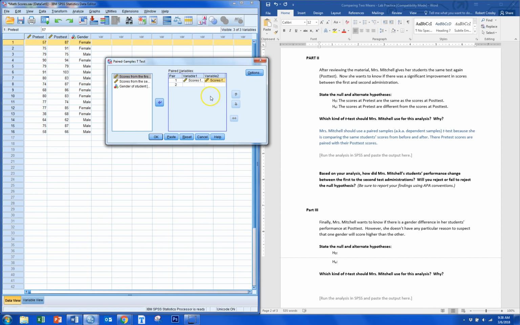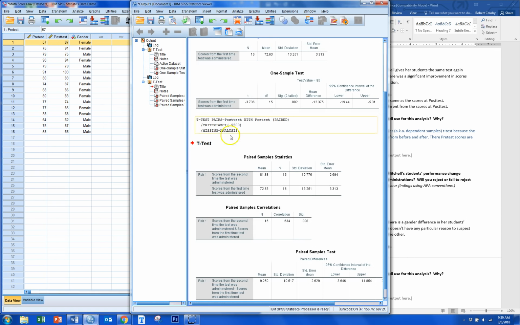The order really doesn't matter. It's going to subtract this one from this one. So if we're expecting to see a gain and you organize it this way, then you're going to get a positive test statistic, positive t-value. Otherwise, you get a negative t-value. But it really doesn't matter. You'll just report it without the negative sign if you go that direction. Everything else is going to be the same, so don't get too hung up on that. The important thing is that they are paired together, the two correct variables. Gender should not be used anywhere in the analysis at this point. And we're going to click OK.